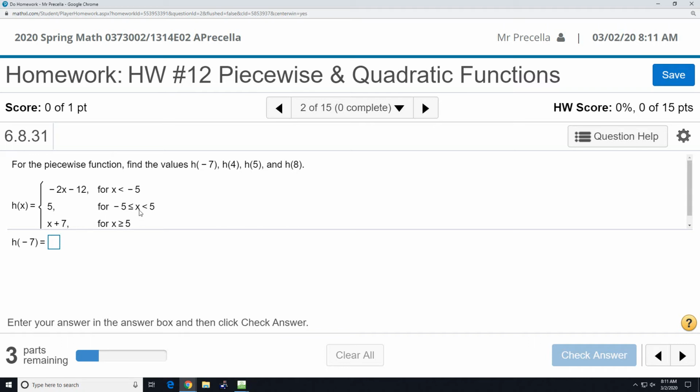When your x value is between negative 5 and positive 5, notice we're including negative 5. Notice the little equal bar, but we're not including positive 5. Then in that event, the y value is just 5. If the x value you're using is greater than or equal to 5, then we'll use the piece x plus 7 to find the y value.